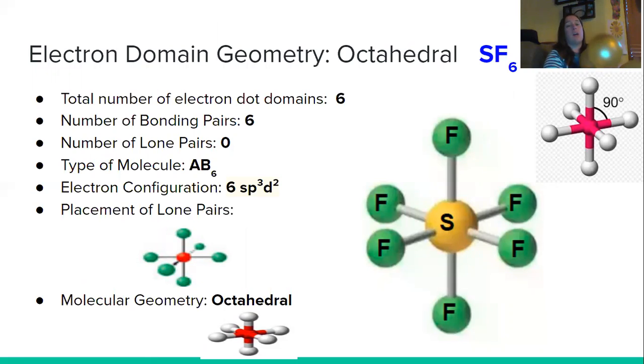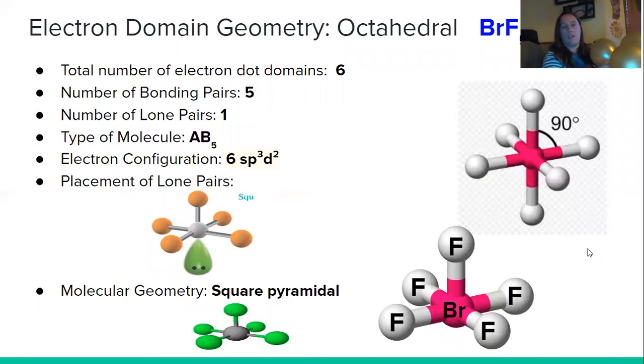My balloons are falling apart. It's an AB6 molecule, 6sp3d2 electron configuration. Our lone pairs, there is none here. And our molecular geometry is octahedral. Okay. And sorry, the bond angles are 90 degrees.